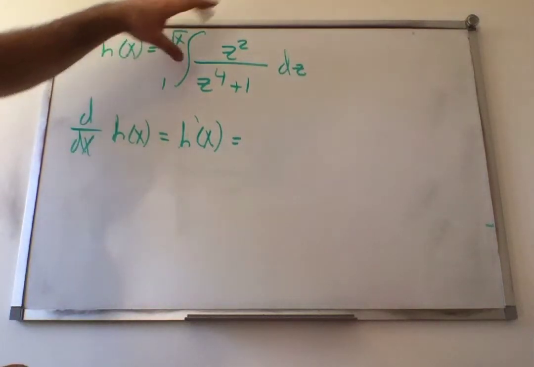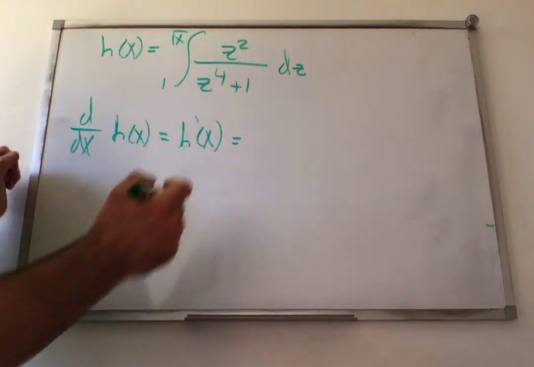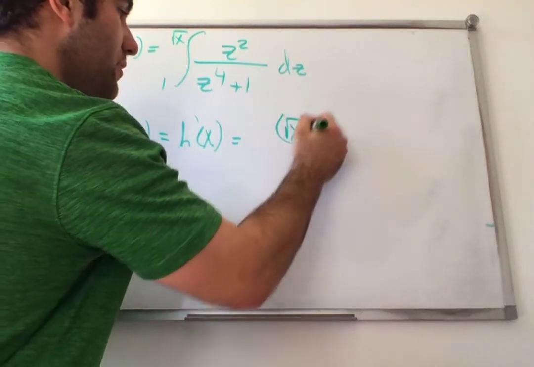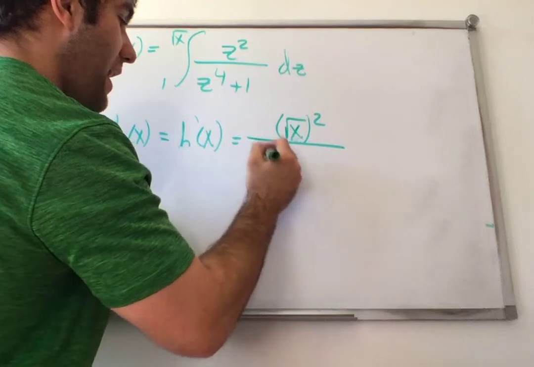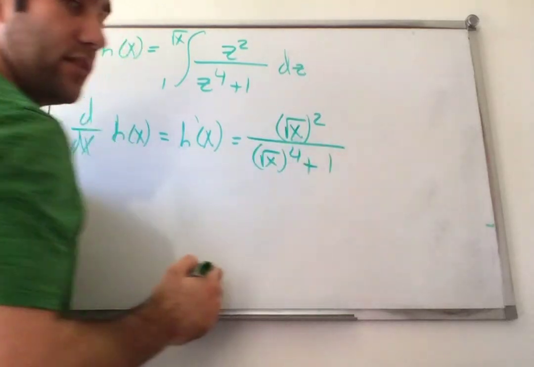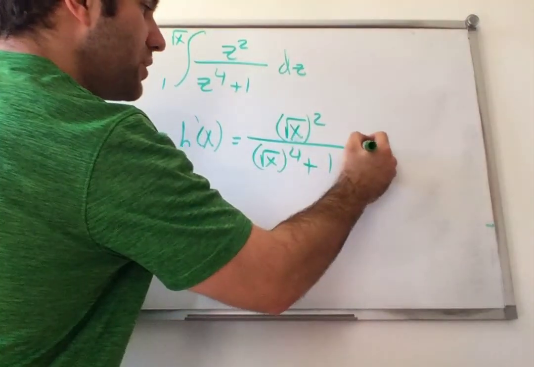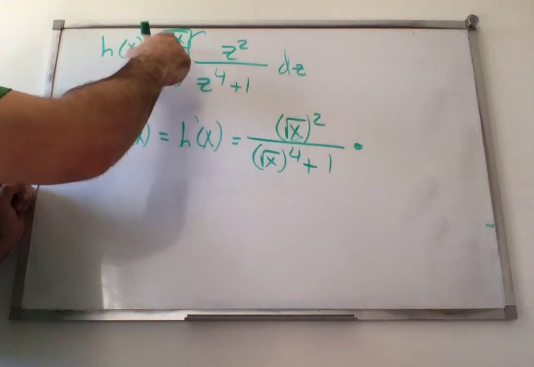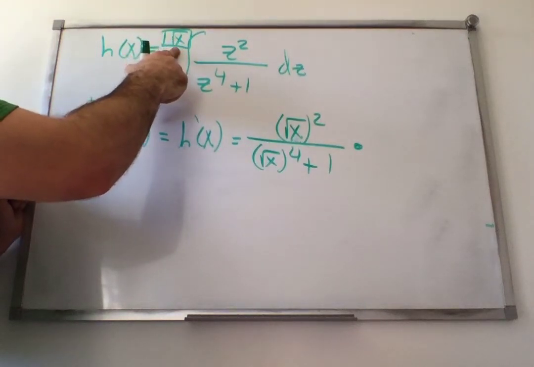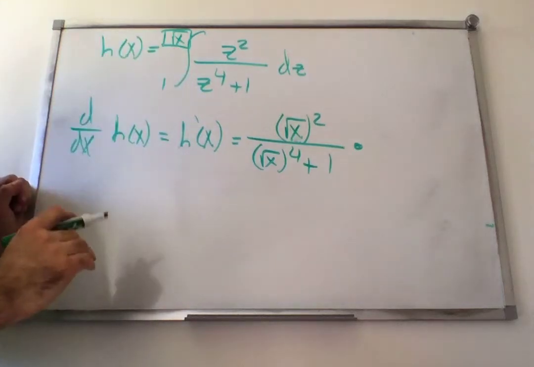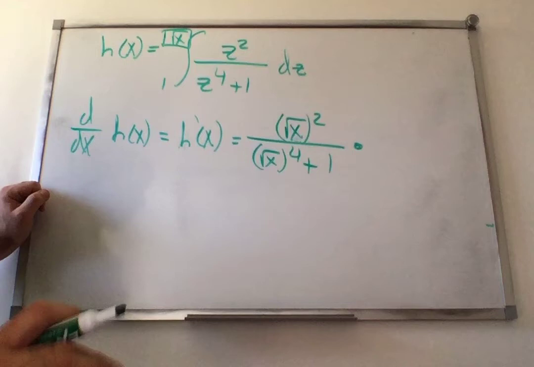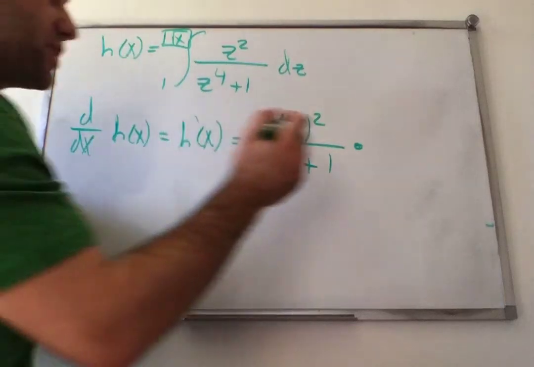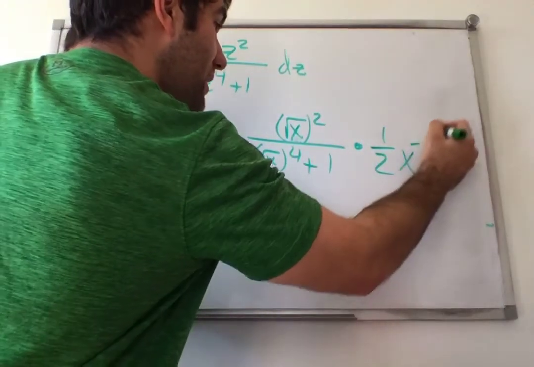Now what you do is take the function itself and plug in this upper limit. So I get the square root of x squared divided by the square root of x to the 4th plus 1. But now multiply it by the derivative of the inside. Whatever function is up here, that is your inside function. In the previous example, it was just an x, so the derivative was 1 and we didn't have to worry about it. Here it's a square root of x. The derivative of square root of x is 1/2 x to the negative 1/2.